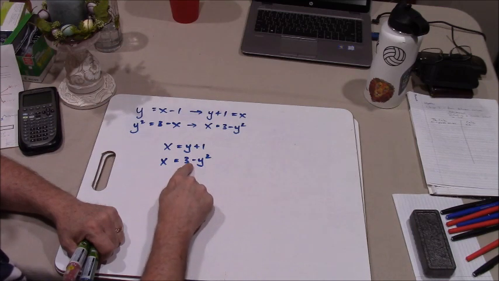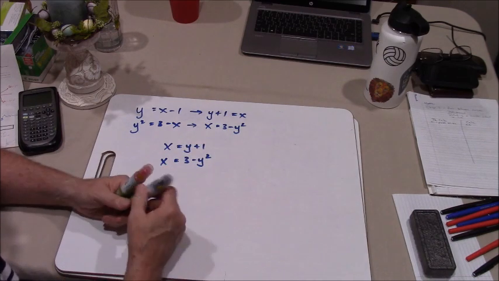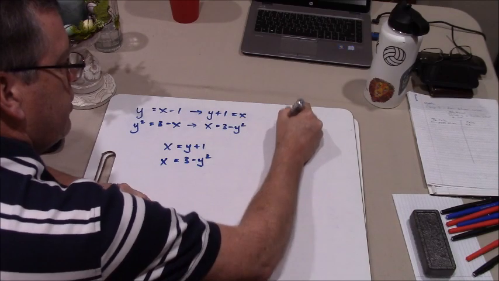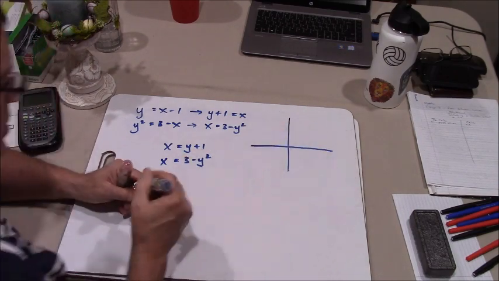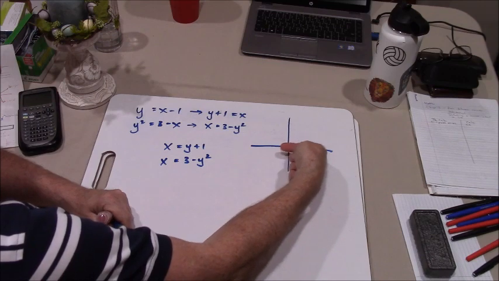And just like our previous example, we had 3 minus x squared. That's a parabola that opens down. Well, when it opens down, it opens in the negative direction. So when I graph this parabola, it has to open in the negative direction as well, which is this direction.